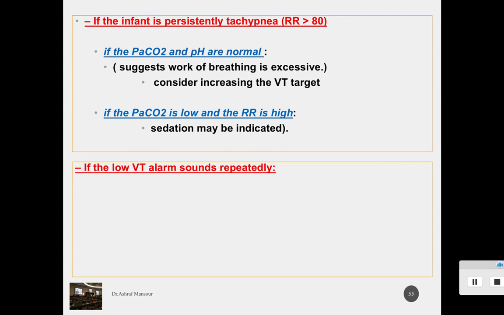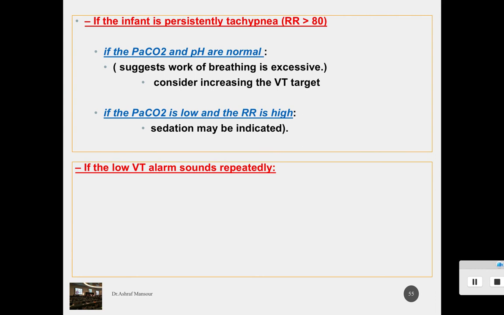If the tidal volume alarm sounds repeatedly, the first response from some of us is that the tidal volume is not being delivered, so the baby needs more PIP. So give more PIP to get the tidal volume. This is not the solution. The solution is to know why the tidal volume is lost. Is there any deterioration in the compliance, so that the pressure is not enough to give this tidal volume? You have to know why.